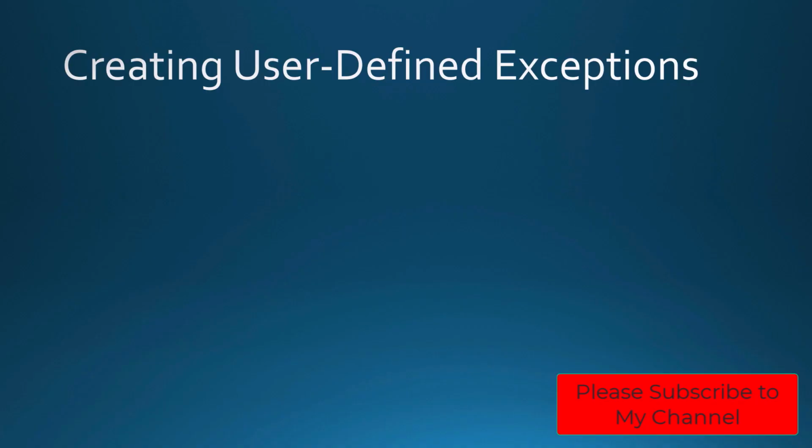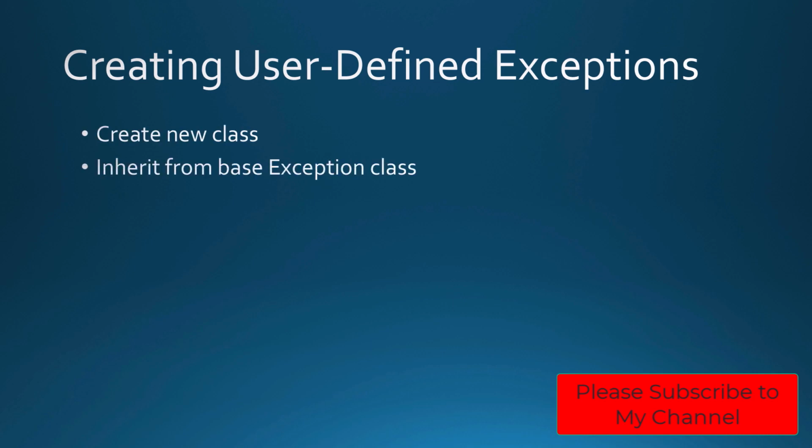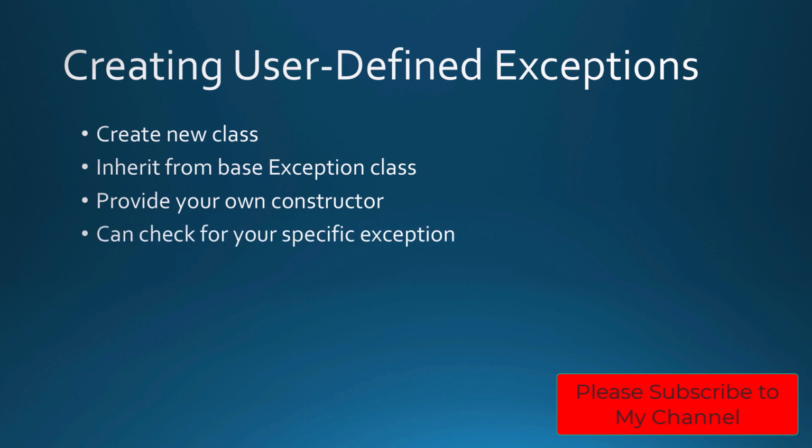Now, most likely, I'm not going to throw a built-in Microsoft exception. There's really no reason to do that because Microsoft is already going to be throwing that for the particular operation you're doing. But this is where you might want to create your own user-defined exception based on something that you're doing in your application. We do that by creating a new class. We inherit from the base exception class. We provide our own constructor to initialize certain variables. And then we can check in a catch block for our specific exception.